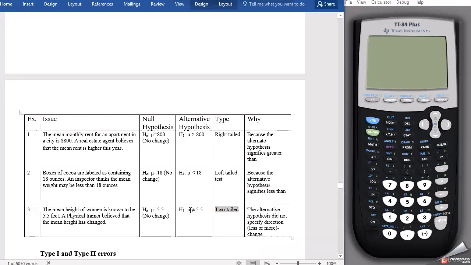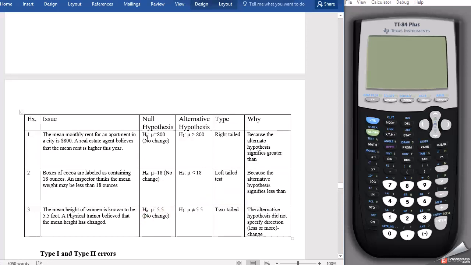Okay, so this is how we write the alternative hypothesis. The mean is not equal to 5.5. Not equal to, which means it could be less than 5.5 or more than 5.5. So two-tailed. Again, the null hypothesis does not change.